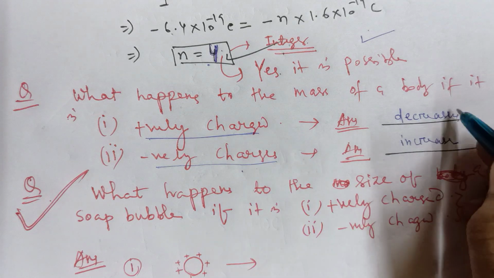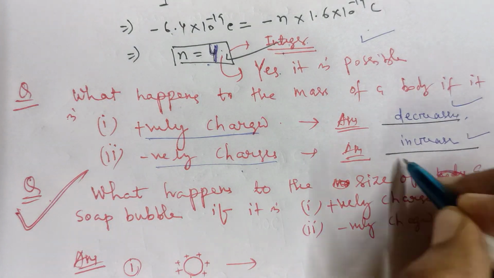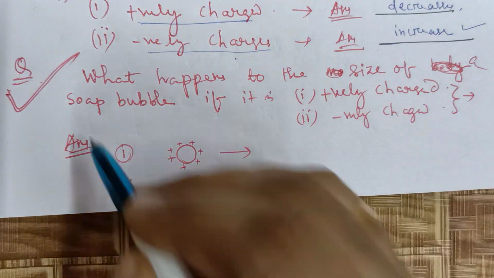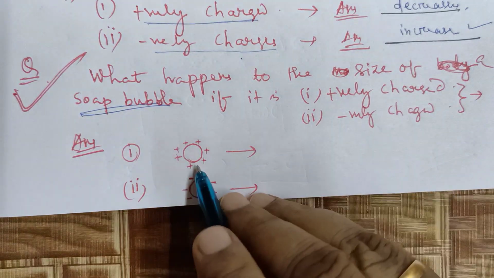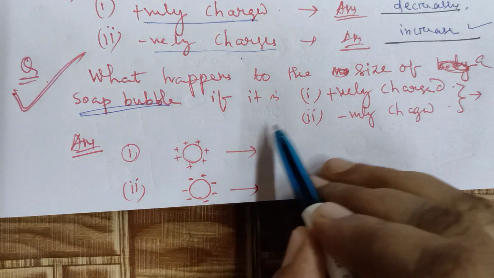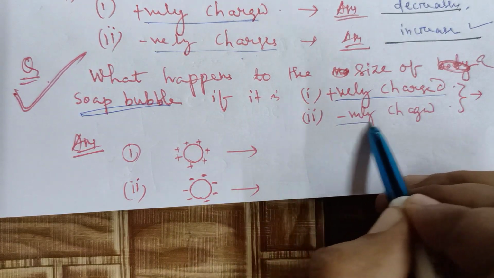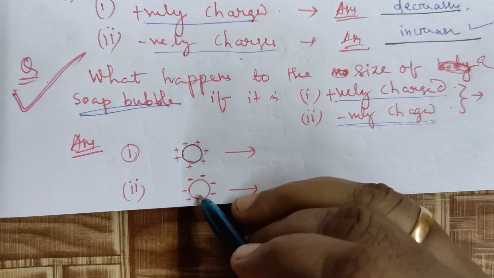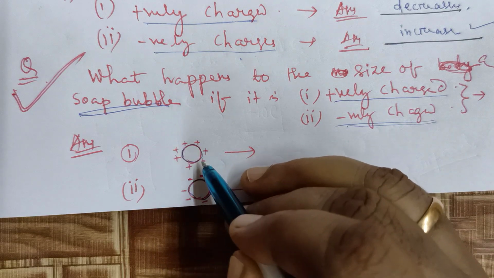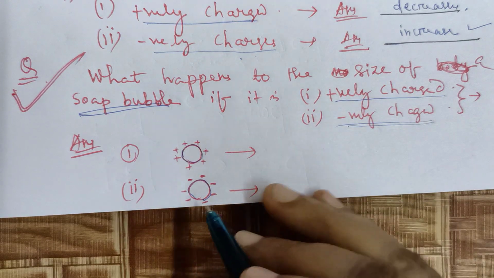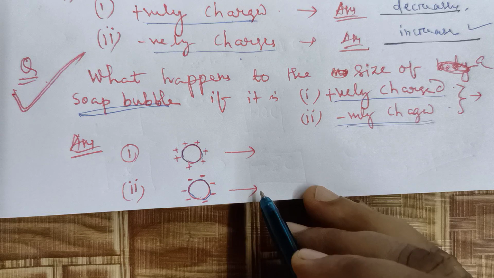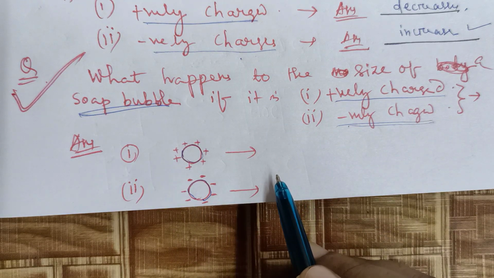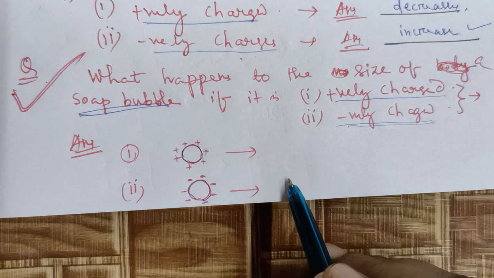In one question the answer is decrease, in another question the answer is increase, and you can justify. Now the last question. What happens to the size of a soap bubble? A soap bubble is given to you. If it is positively charged, what happens to its size? If it is negatively charged, what happens to its size? If one question gives the answer increases, instantly you will say that the other answer will be decreases.